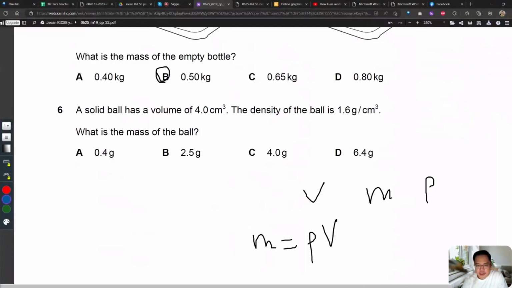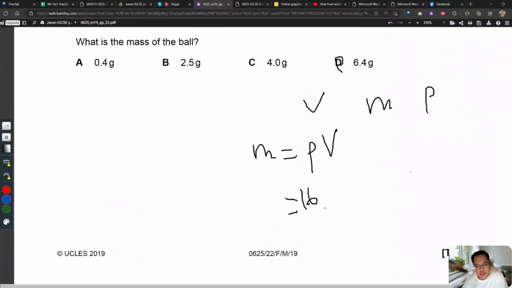Density is 1.6 multiplied with 4. 4 times 6, 24. So it's 6.4, huh? 6.4 grams. We can do the calculation in our brain without a calculator. Yep. Okay.